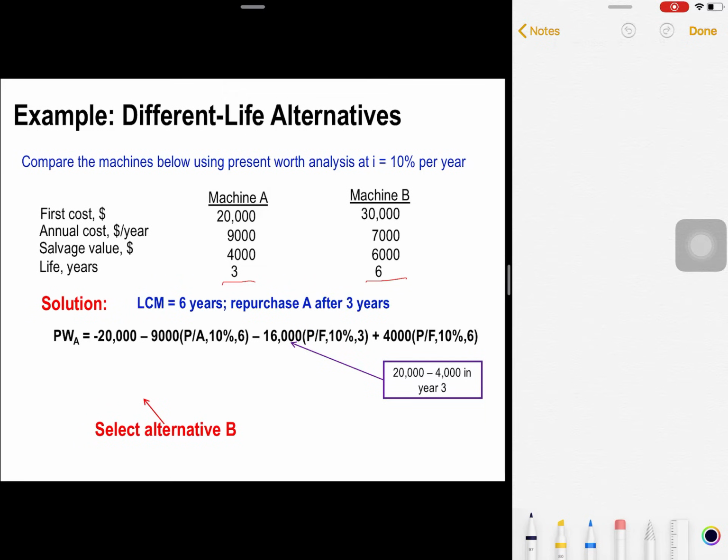So when we see that the lives here are different, compare the machines below using present worth analysis at 10% per year. So, LCM for 6 years. The solution: find the LCM for 6 years, repurchase A after 3 years.